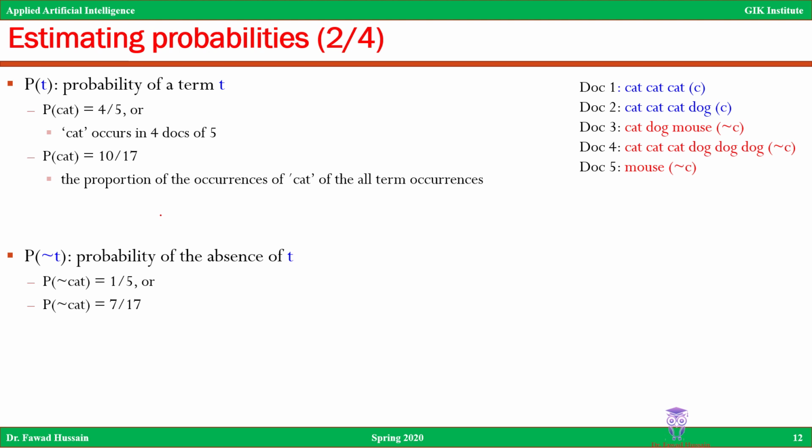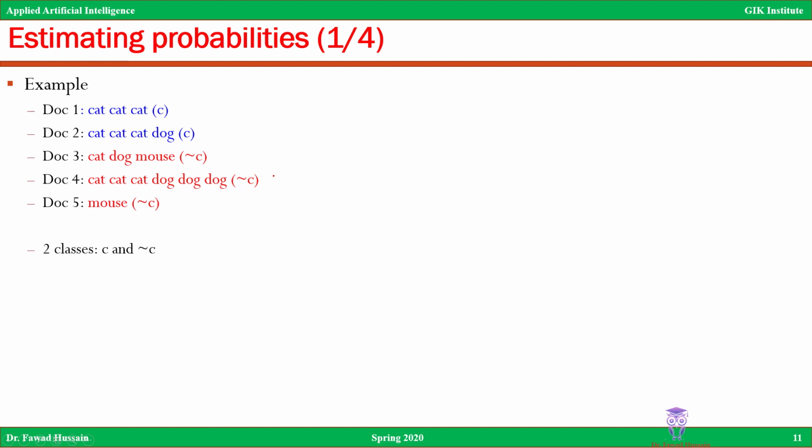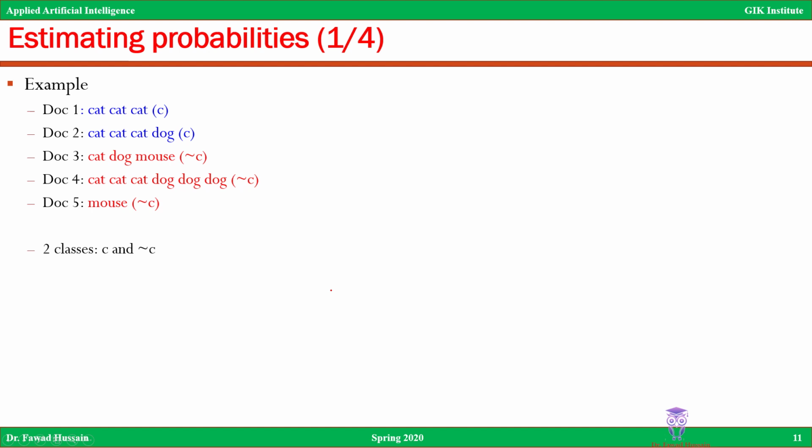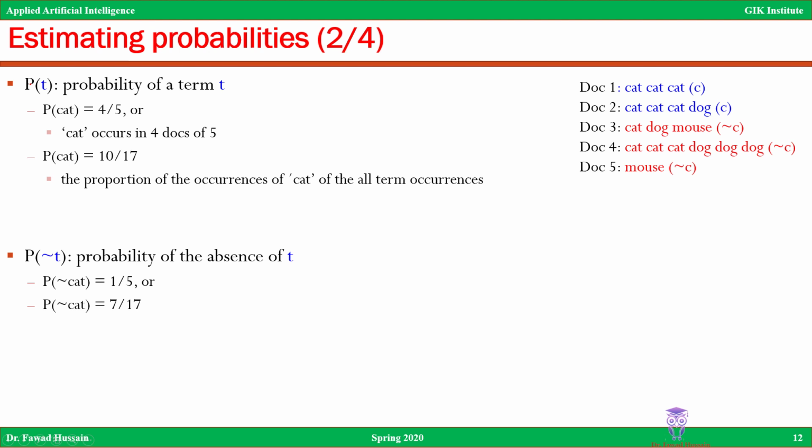Now if you look here, we have to calculate the probability of C, the probability of C given T, and C given not T. In addition to that, the probability of T independently and not T independently. So the term occurring independently versus the conditional probability that the category occurs given the term. Looking at this one, what's the probability of T? If I take the first T to be cat, what's the probability of the word cat to occur?